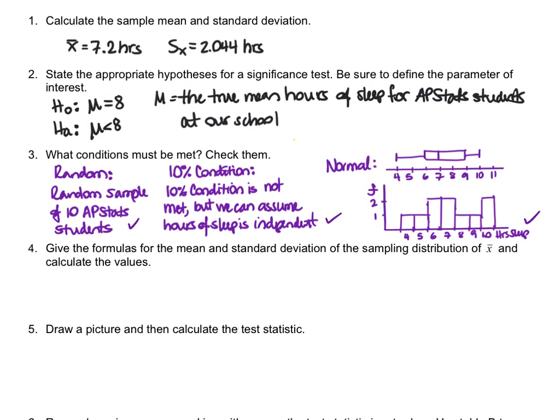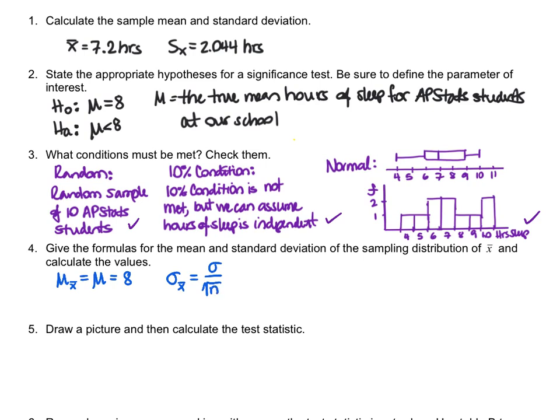Give the formulas for the mean and standard deviation of the sampling distribution of X bar and calculate the values. Just a reminder, mu sub X bar, the mean of the sampling distribution of the sample means, is always equal to the population mean, so that's going to be the one that we use from our hypothesis value. So that's going to be 8, and our standard deviation of the sampling distribution of sample means is going to be the population standard deviation divided by the square root of the sample size.